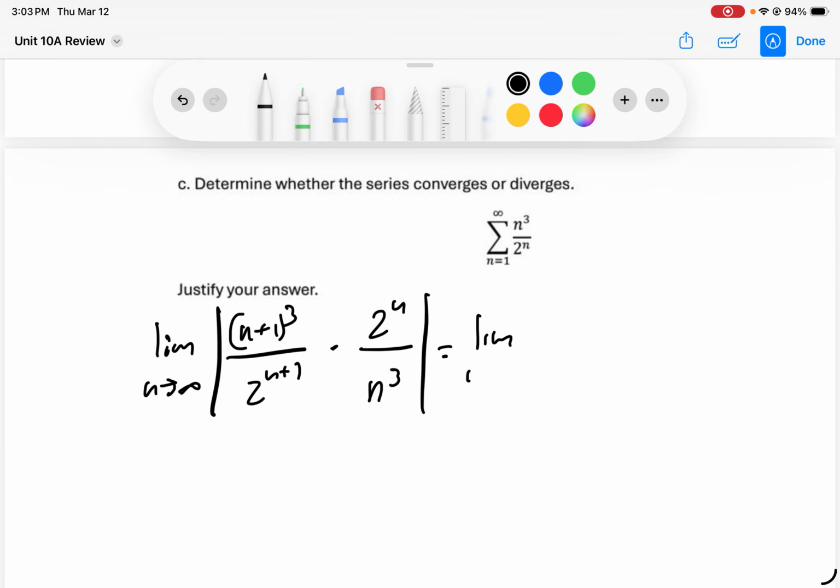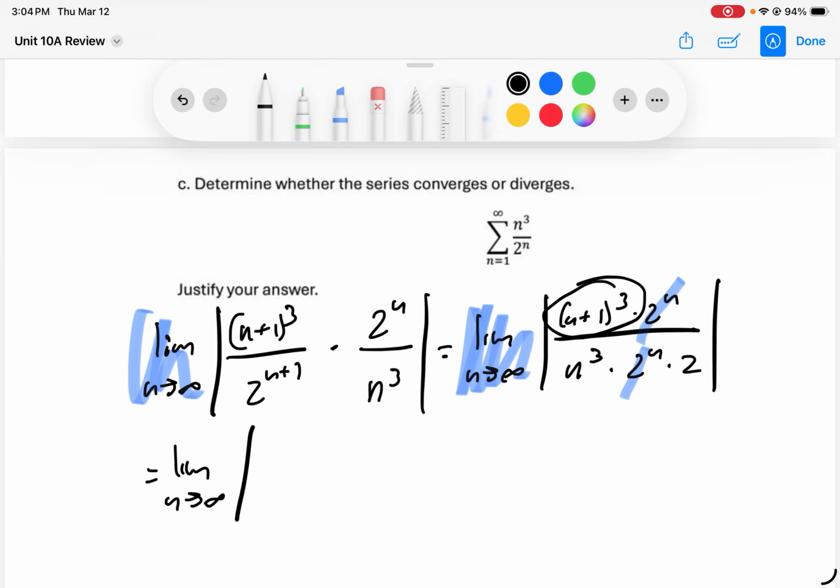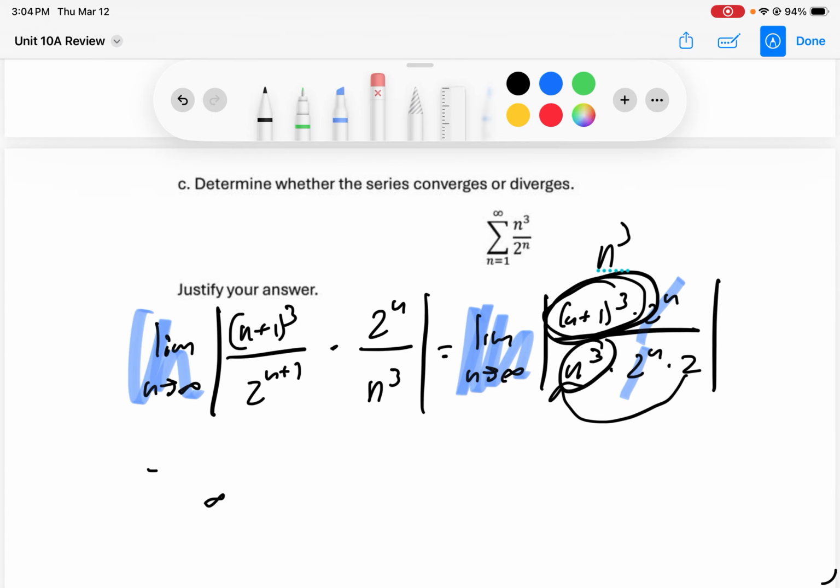This is equal to the limit as n approaches infinity, and make sure you state the limit. If you don't have limits, then it's not the same thing. The limit of, I'm going to keep it n plus 1 cubed times 2 to the n over n cubed times 2 to the n times 2. Those cancel. The biggest degree term on top is n cubed, and the bottom is n cubed times 2. So this limit is equal to 1/2.